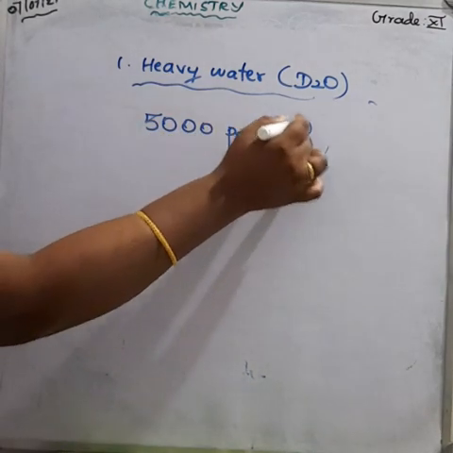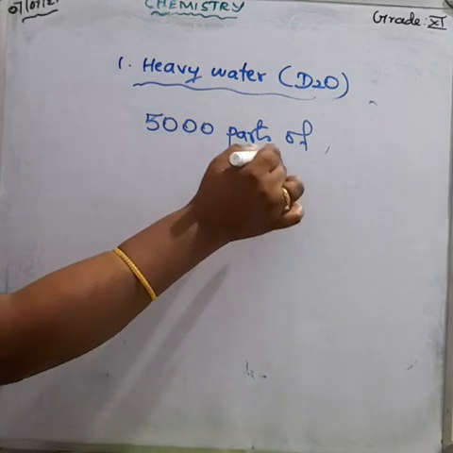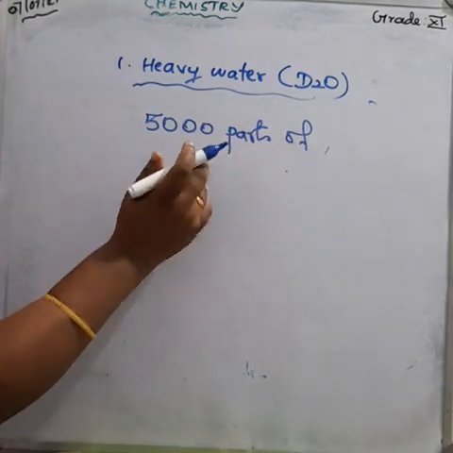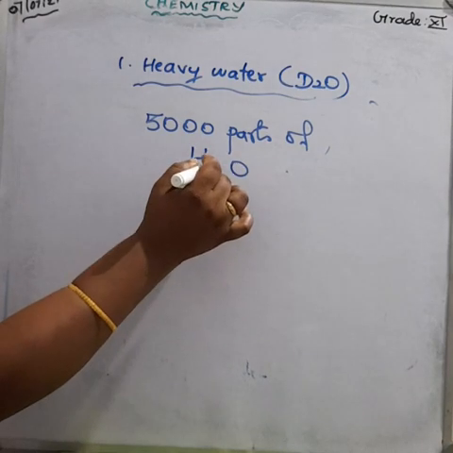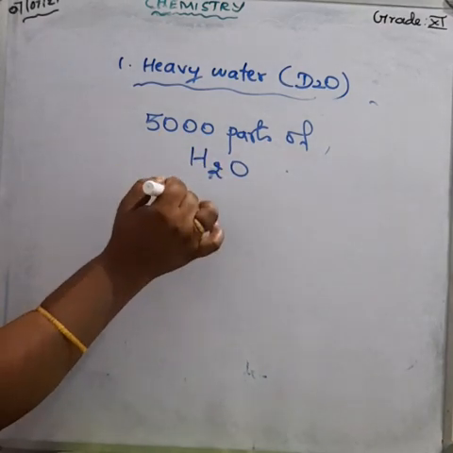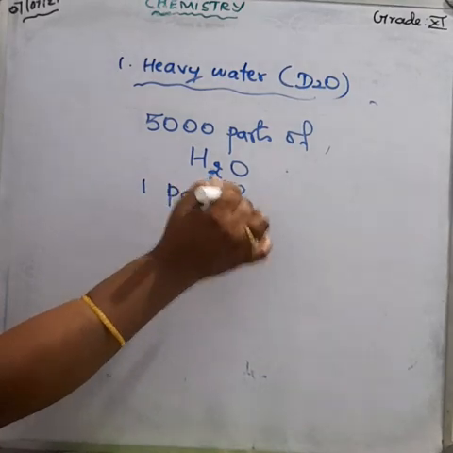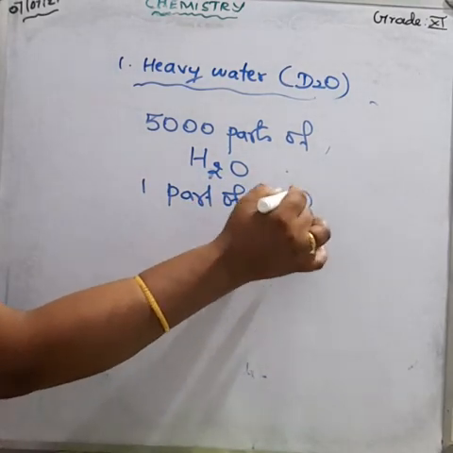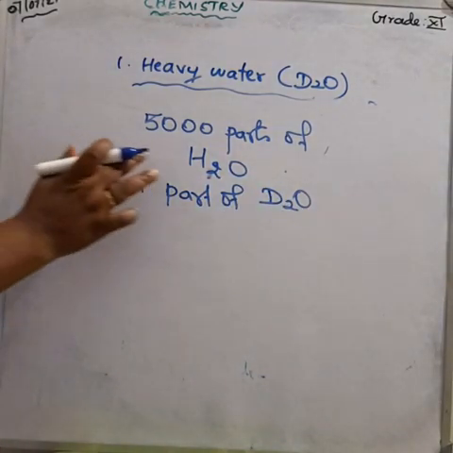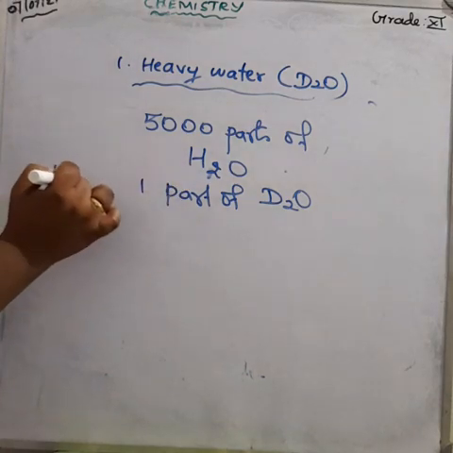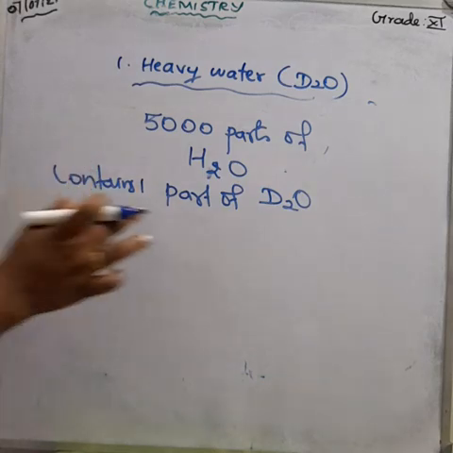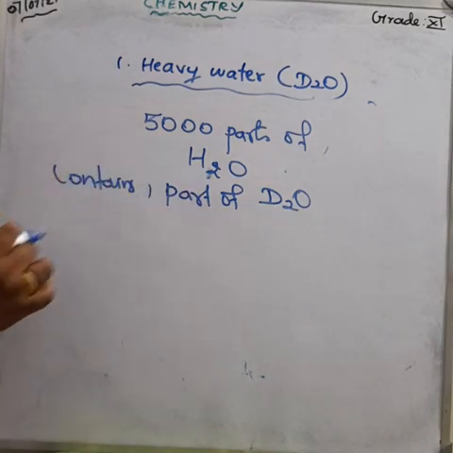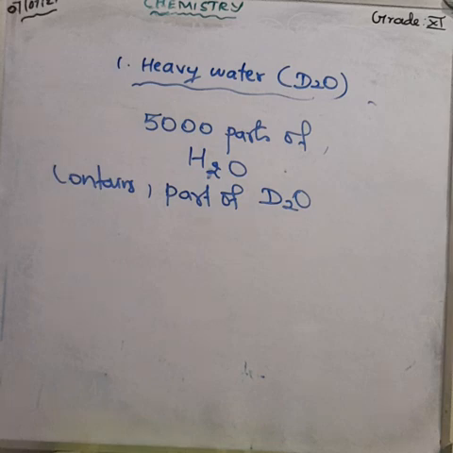If you take 5,000 parts of ordinary water, it contains 1 part of heavy water, that is D2O. So 5,000 parts of H2O contain 1 part of D2O. D2O means heavy water, the oxide of heavy hydrogen. Understood? How can we obtain deuterium oxide, that is heavy water?